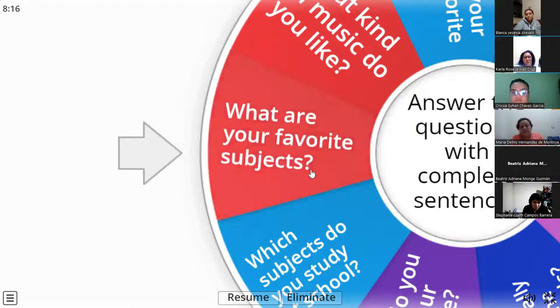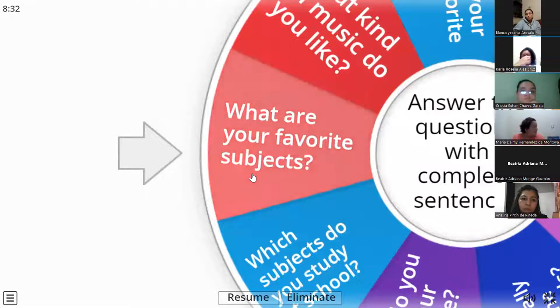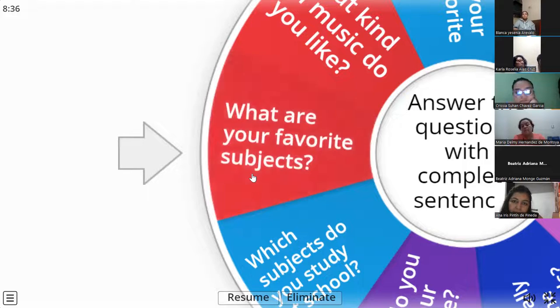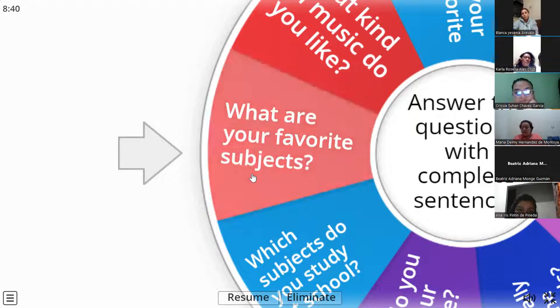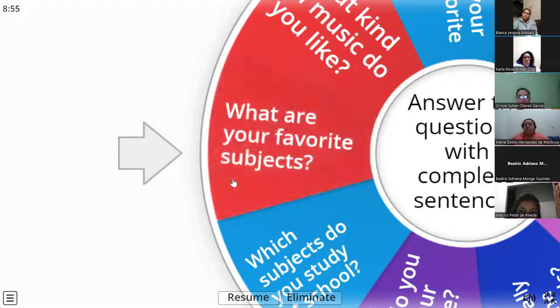Someone who wants to help him? Temas, subjects, temas. Okay, subjects are las materias que usted lleva en la universidad, en la escuela, colegio. For instance, math, social science. Sí, yes. My favorite subject in the university is math. I don't favorite language. Okay, math and languages. Okay, good.